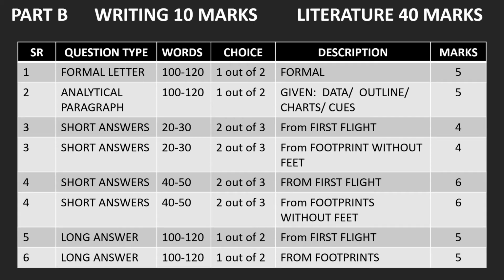Moving on to Part B. This has 2 sections. One is the writing section, which is of 10 marks, and the literature subjective, which is of 40 marks. For the convenience of understanding better, I have put it in a tabular form so that we can see and understand easily. Now, first is a formal letter, which is of 100 to 120 words. There will be 2 letters, out of which you will be writing 1. So it is of 5 marks.